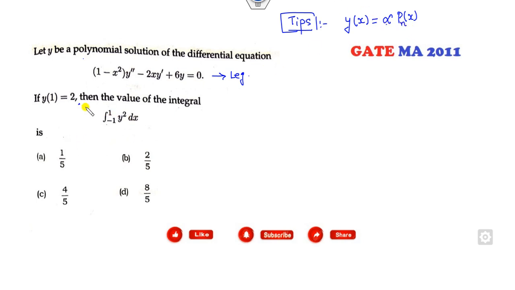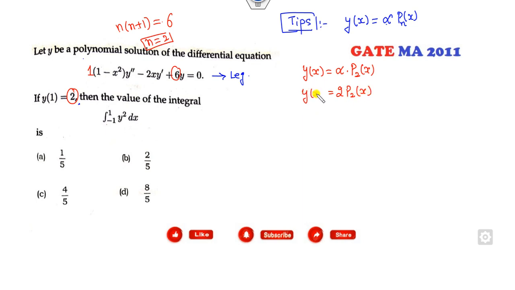Now what is given to you? Firstly, you have to find n. If you compare this, this is my 6. Make sure the coefficient of this is 1. So can you find the value of n? n is 2, since 2 into 3 is 6. So it means my y of x is alpha times P2(x). Now the constant is already given as 2. That means 2 times P2(x). This is my solution.